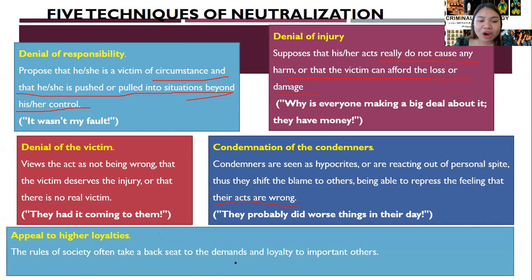The rules of society often take a backseat to the demands and loyalty to important others. Okay? Class, appeal to higher loyalty, that is when you use a certain important thing nga ara sa imo life. Like for example, sa pagpanunod. Ang reason mo nga ginpush nga manunod, nga na-neutralize ang imo guilt, it's because your parents, you love them and you wanted them to be proud nga makatapos ka kag hindi ka na magbalik. That is appeal to higher loyalties.